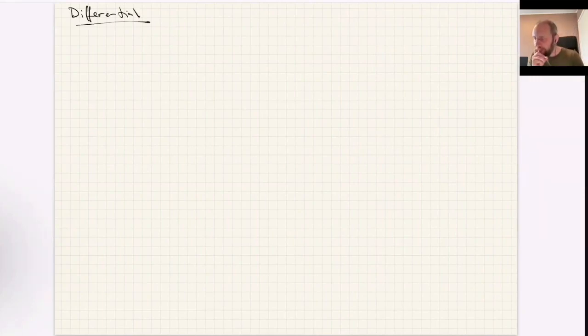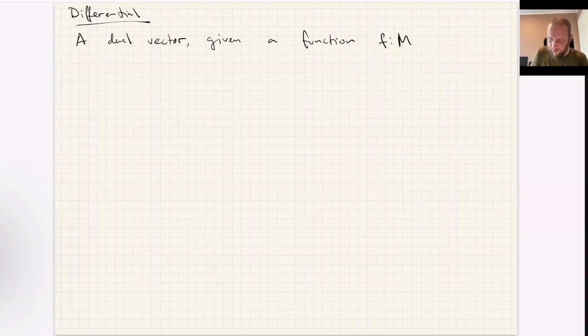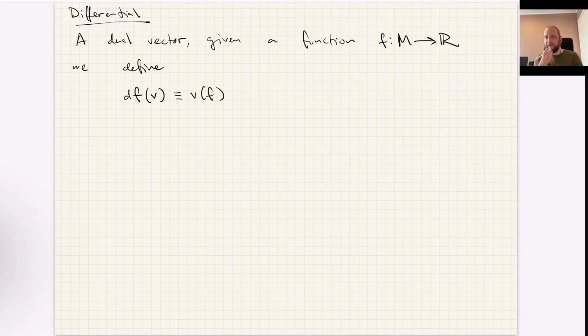So the first thing we'll do is to define the differential. And so the differential is a dual vector that, given the function f from the space to real numbers, we define a dual vector that we call df. We define that as, when it acts, it should be a linear function on vectors, right? So it should take a vector as an argument, and we define that as being the same thing as having the vector acting on f.